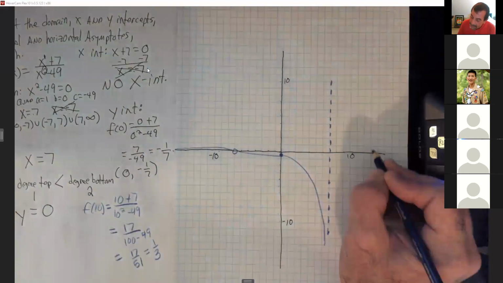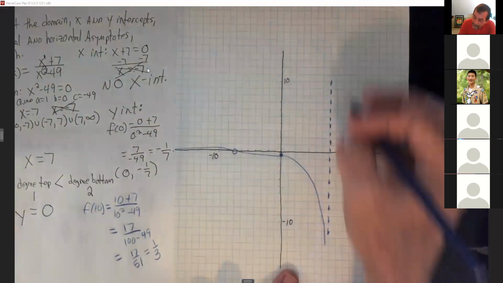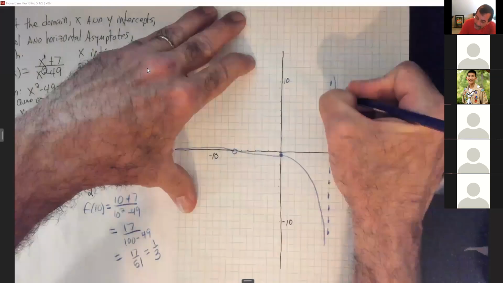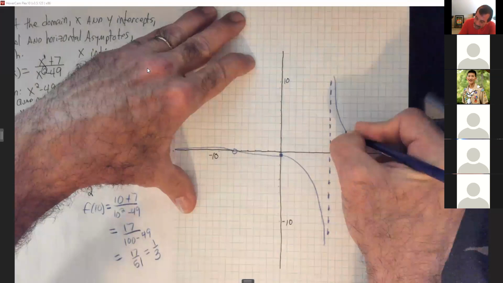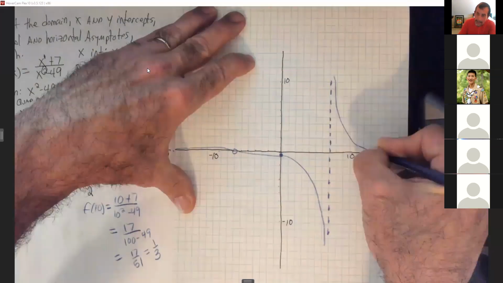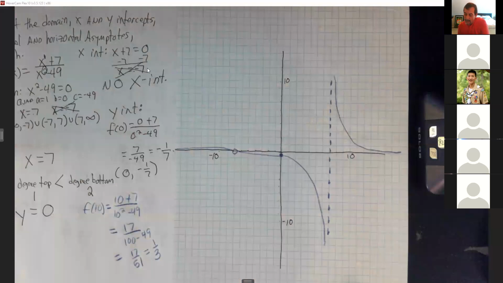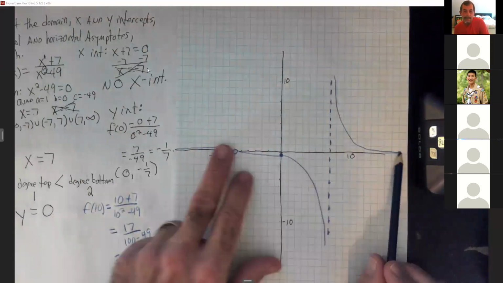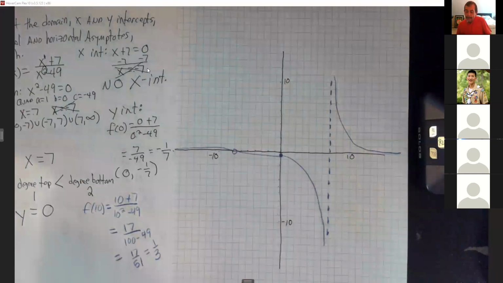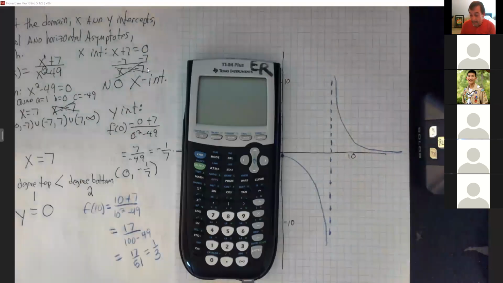Since it's positive, this side has to come down from here. Remember, it cannot cross the x-axis, and it's just going to keep trying to get to the 0. So those would be your horizontal asymptotes as they go out. So let me show you how to draw that real quick so we can see if we are sort of close on that.